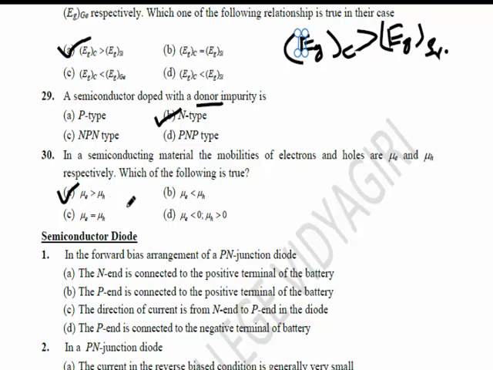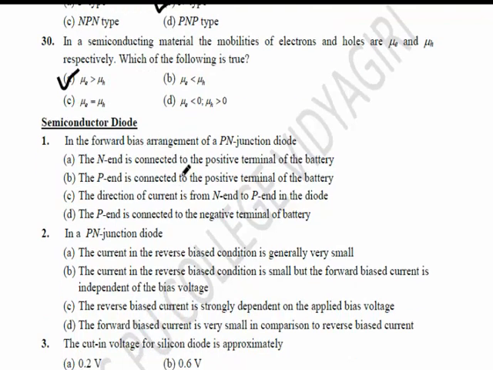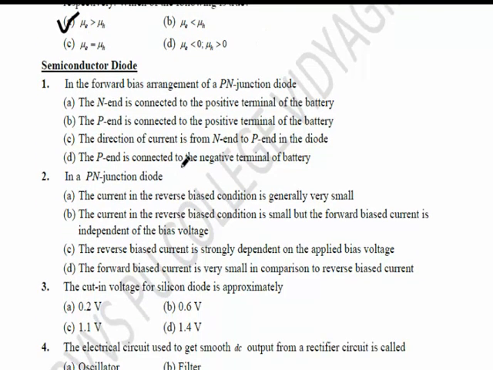Okay. After this, let us move to the next part of questions, on semiconductor diodes. We know what a diode is: a PN junction device. First question: in the forward bias arrangement of a PN junction diode. In forward bias, P should be connected to the positive terminal and N should be connected to the negative terminal.